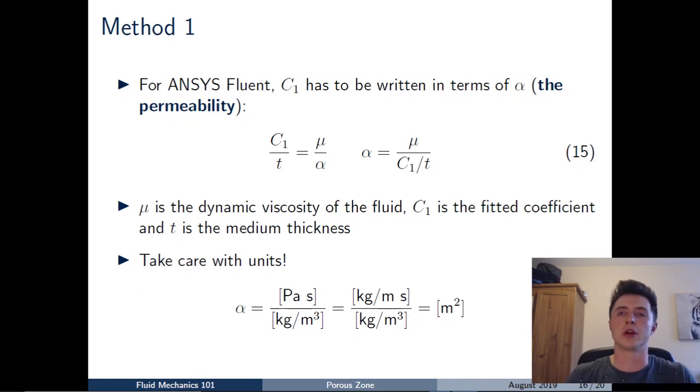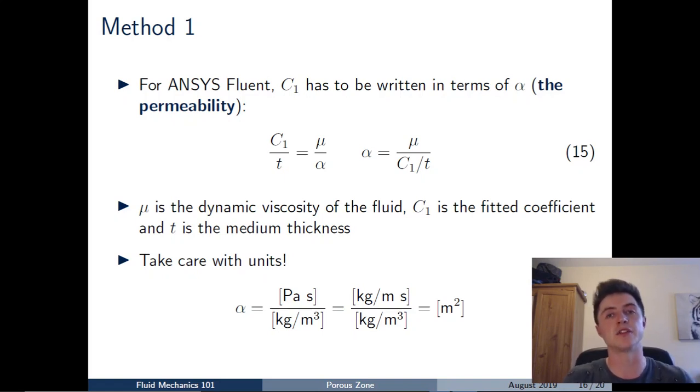Now, in some codes, like ANSYS Fluent for example, Fluent doesn't give you the option of applying C1, and it will give you the option of applying alpha directly. Now, if we think back to equation 15 there, remember that C1 over T is equal to mu over alpha from Darcy's law. And if we rearrange that, we get that the face permeability alpha is equal to mu, the dynamic viscosity of the fluid, divided by C1 over T.